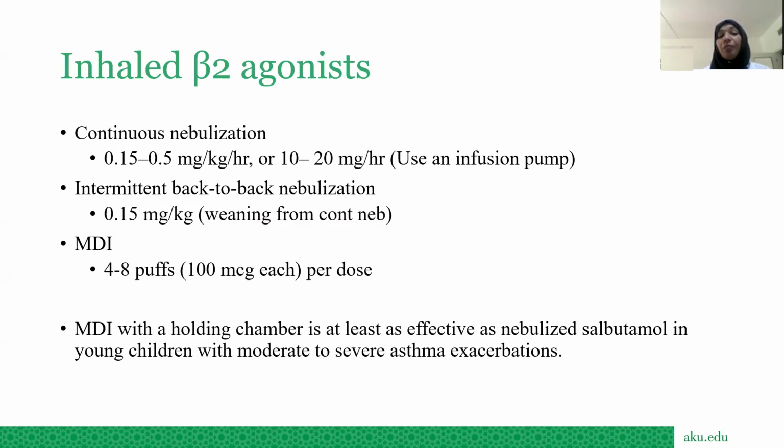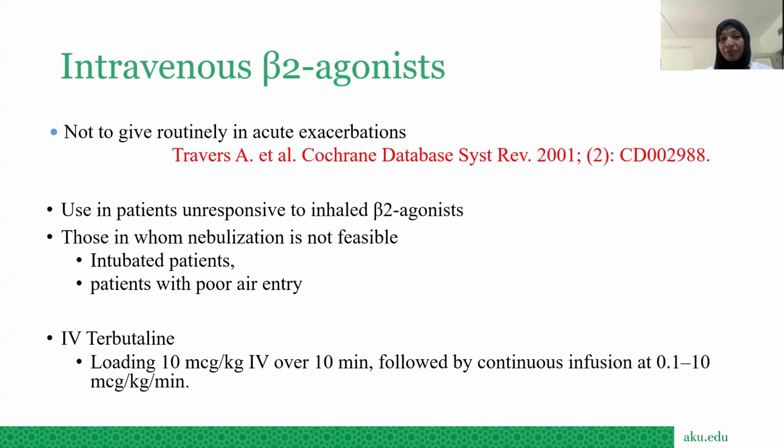The inhaled nebulizations can be given as continuous nebulization, as intermittent back-to-back nebulization, or with metered dose inhalers. The dose for continuous nebulization is 0.15 to 0.5 mg per kg per hour, and it is better to use an infusion pump. Intermittent nebulizations are given at 0.15 mg per kg and should be used for weaning from the continuous nebulizations. For MDI, use 4 to 8 puffs, 100 microgram each per dose. Another important thing: if you use an MDI with a holding chamber, it is almost as effective as nebulized salbutamol in younger children with a moderate to severe asthma exacerbation.